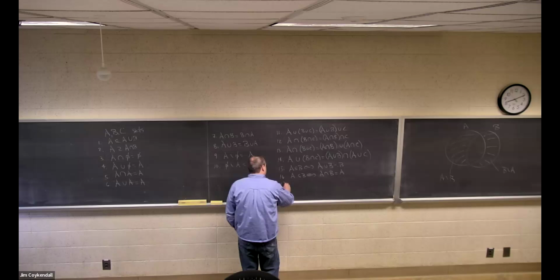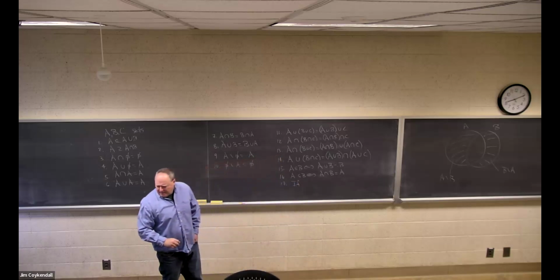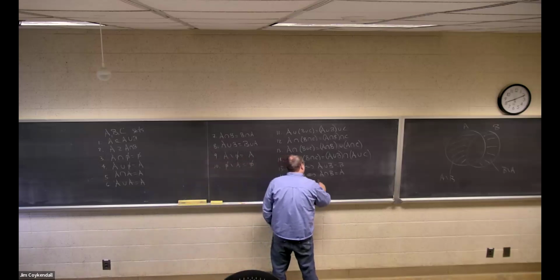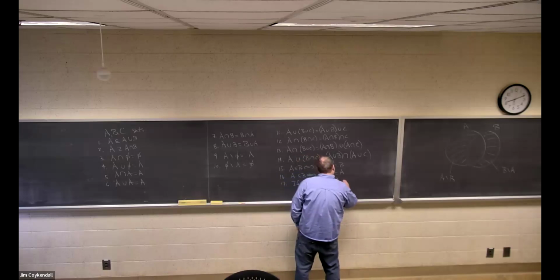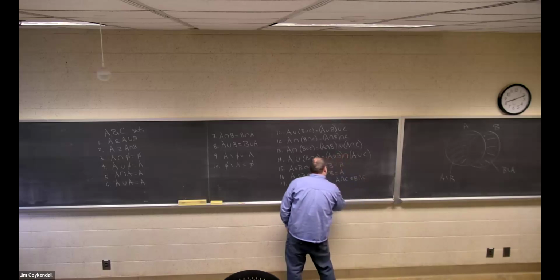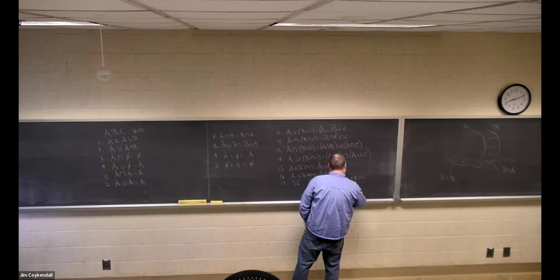And finally, if A is inside B, then A intersect C is contained in B intersect C, and A union C is contained in B union C.